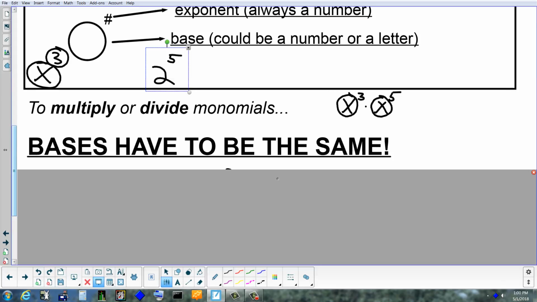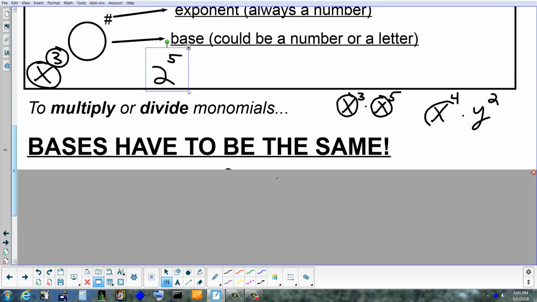Here's a problem you can't do. X to the 4th times y to the 2nd. You can't do that. If I asked you what's the answer to that, you just read back the same thing. You can't do anything with it.